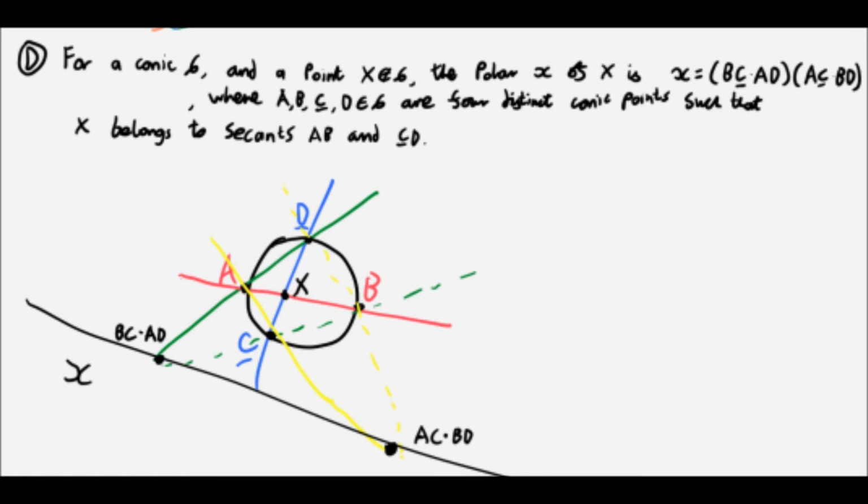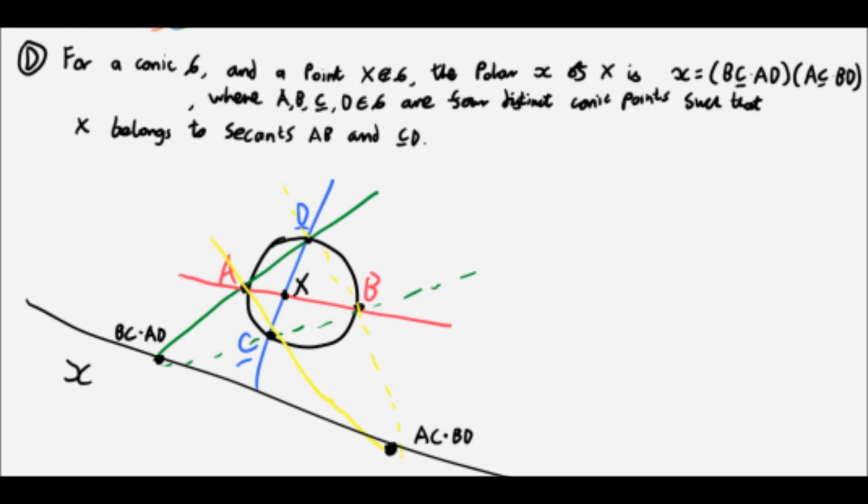But let's say it's not a point which is actually on the conic. Let's say it's either an interior or an exterior point. How do we find its polar? Well, here's one way. If we draw a secant through this point capital X, let's say that secant meets the conic at 2 points, A and B.